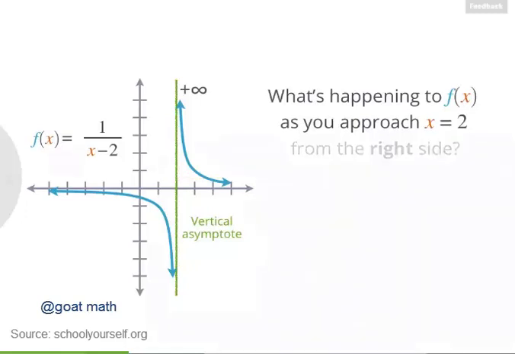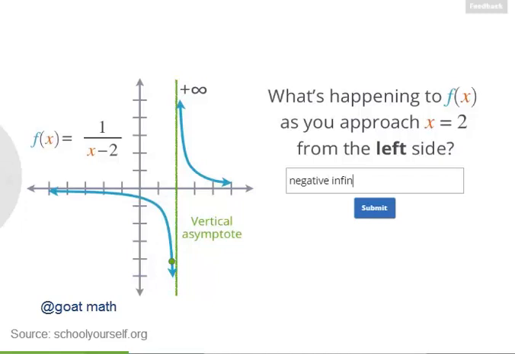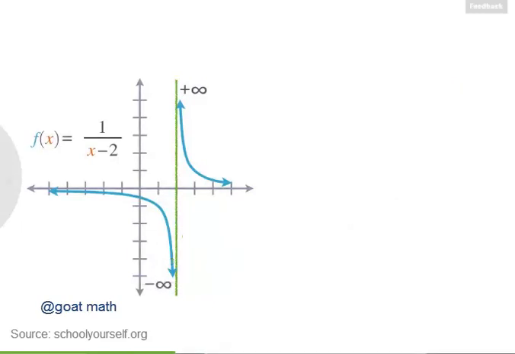But what's happening to f of x when we approach x equals 2 from the left? So this time we're following a point over here, and we're asking what's happening to the point's y-coordinate as its x-coordinate approaches 2 from the left side of the asymptote. So as we approach x equals 2 from the left side, this function seems to be getting more and more negative, approaching negative infinity.